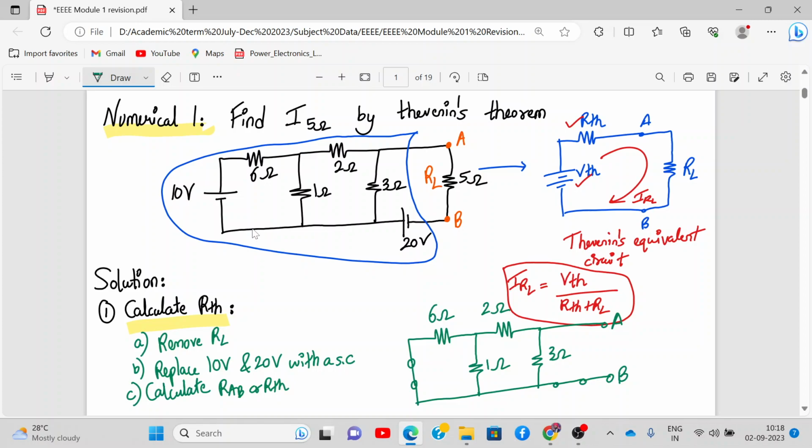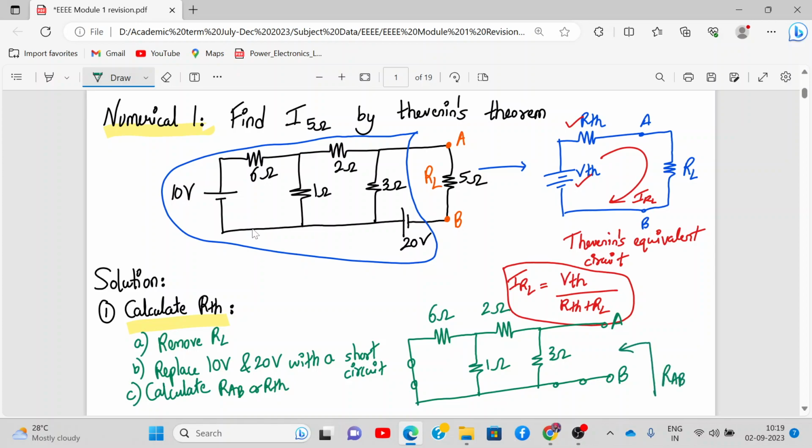So we replace the 10 volt and 20 volt voltage sources with a short circuit. SC is short form for short circuit, I have written SC. This is the short circuit, right? And we remove RL. So we have removed RL, and now we find the RAB here.